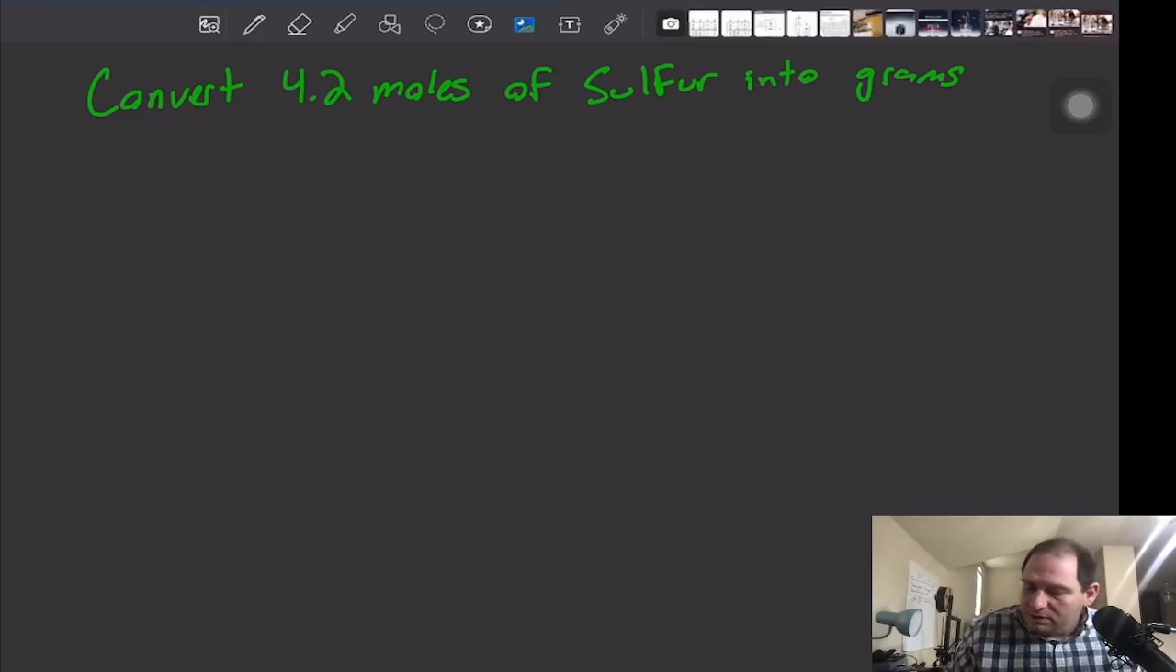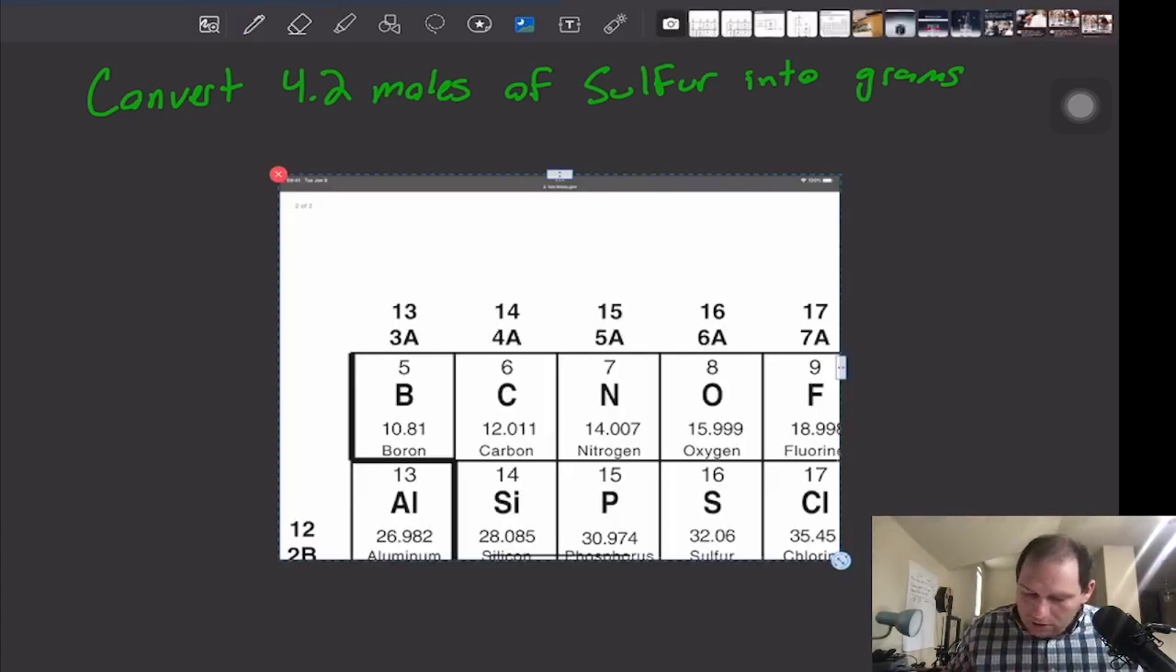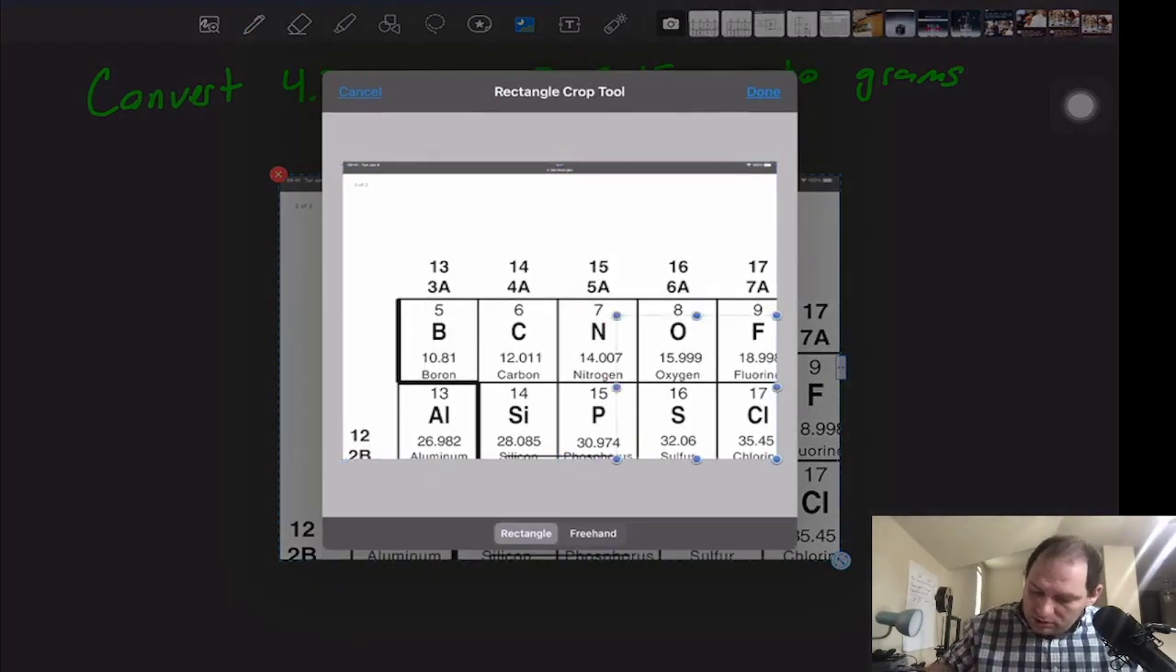All right, I'm going to add my element tile here. Now you already have one, remember, on your desk. So you don't need to do this.